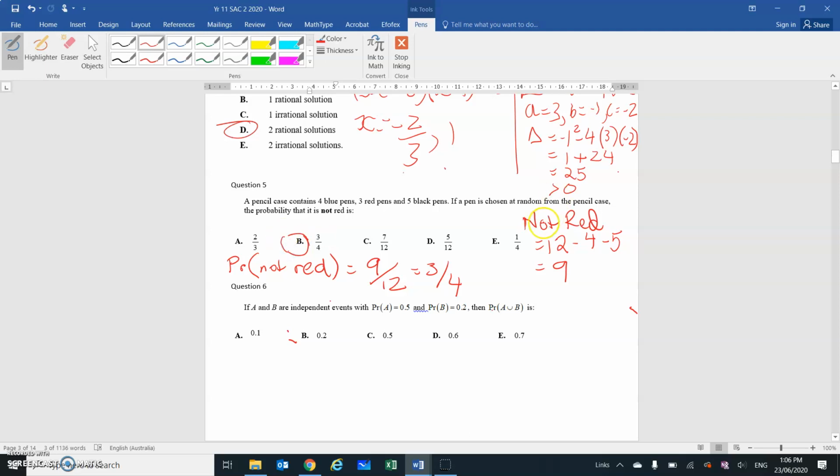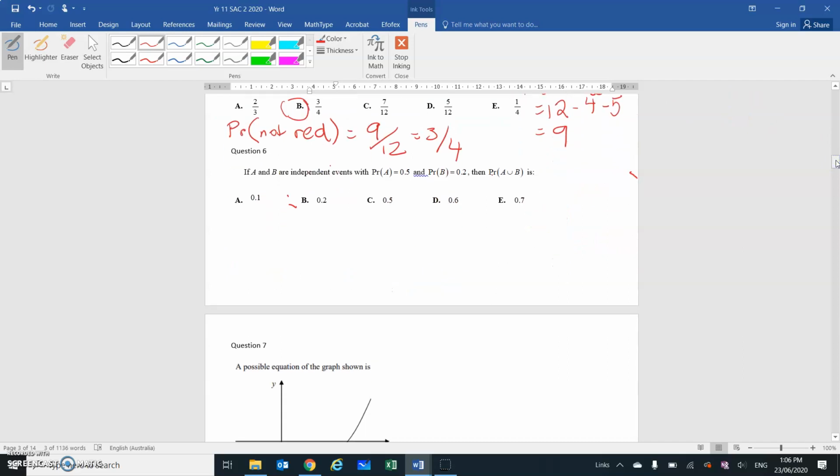All right, moving down. Question 6. Okay, so now the key with this one is it says they are independent events. So probability of A equals 0.5 and probability of B equals 0.2. Find the probability of A union B.